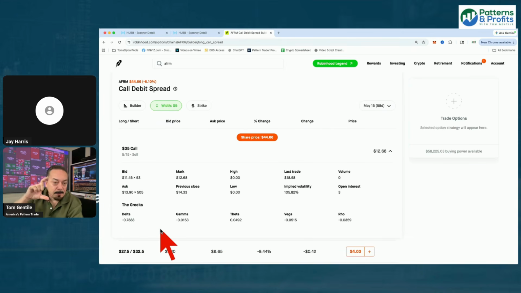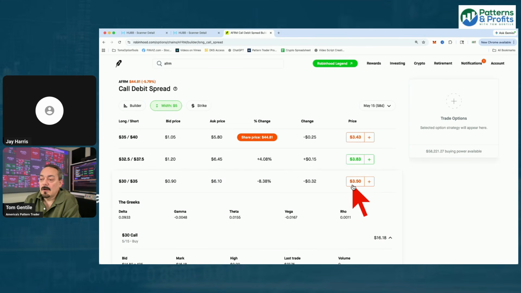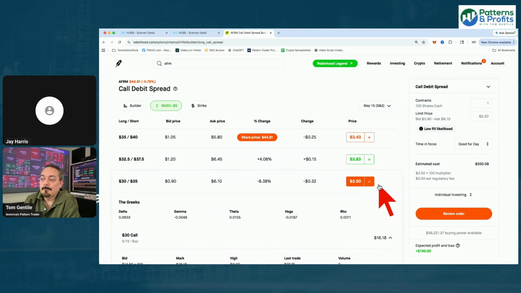So the delta combined is about a 10, which tells me right off the bat I've got a trade here that has a high probability of staying in the money, not deep in the money, but staying in the money. And what's this trade going to cost? Looks like right down the middle, it looks like 3.50.